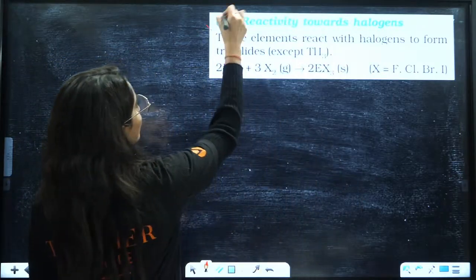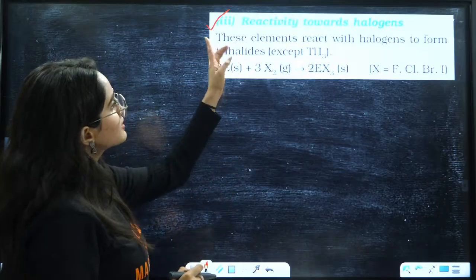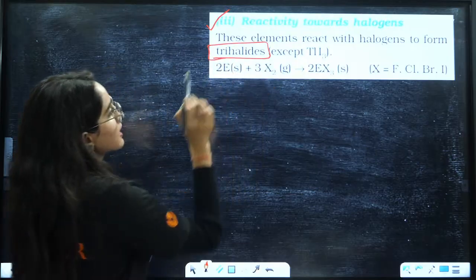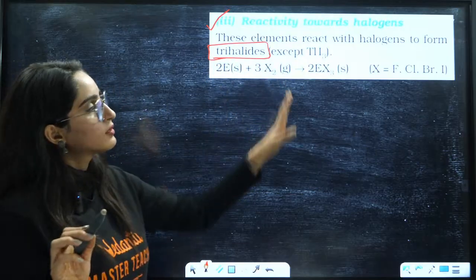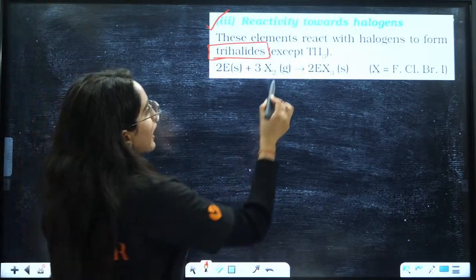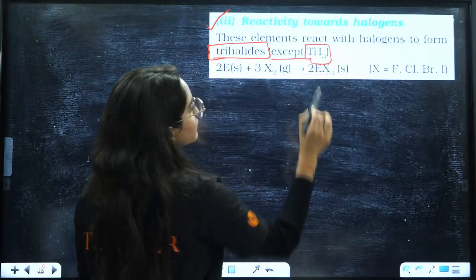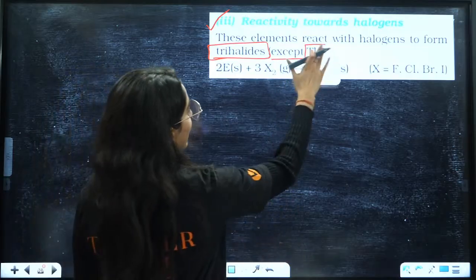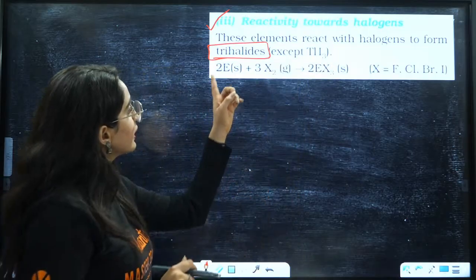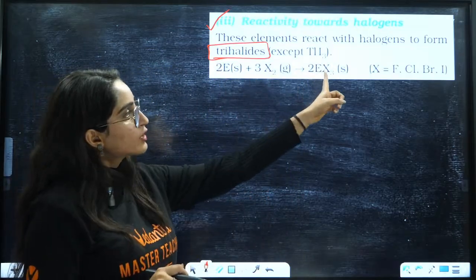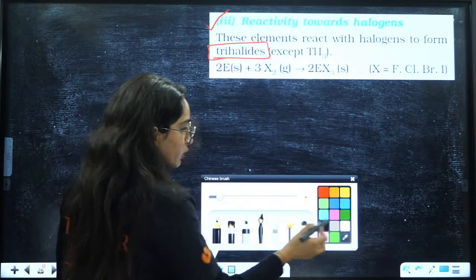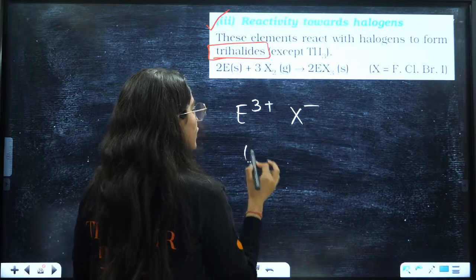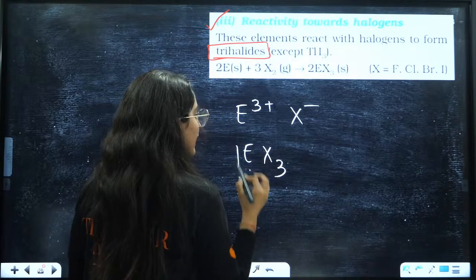Now towards halogens, how will it react? These elements react with halogens to form trihalides, except for thallium, right? Okay, except for thallium with iodine. So this question also can be asked, that here E reacts with X2 to form EX3. Firstly, the question is why. Why is E 3 positive and X negative? Cross multiplication, you will have EX3.